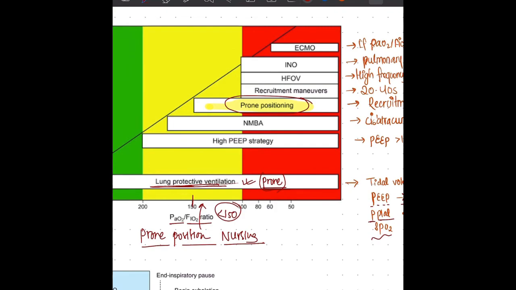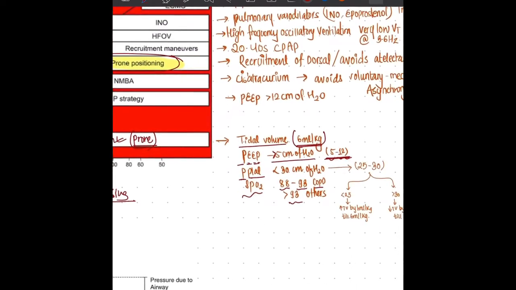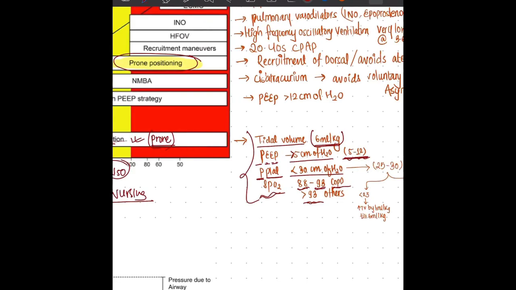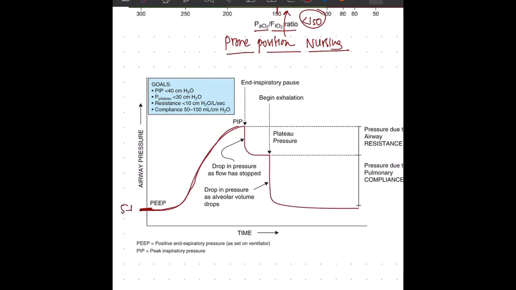You start with lung protective ventilation. Lung protective ventilation is that tidal volume is low, that is to say 6 ml per kg at maximum. Positive end-expiratory pressure is anywhere from 5 to 12 centimeters of water. And plateau pressure is less than 30 centimeters of water. And SpO2, if the patient is also comorbid with COPD, then 88 to 93%, whereas in other cases more than 93% is maintained. Now this is called lung protective ventilation setting. In lung protective ventilation setting, the PEEP is 5 to 12 centimeters of water.